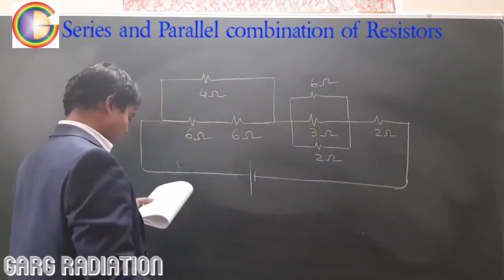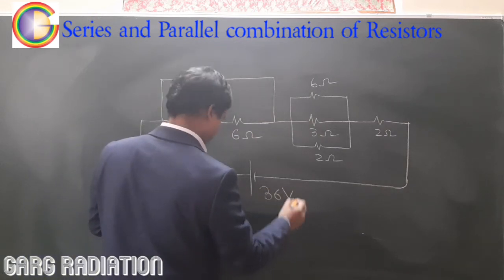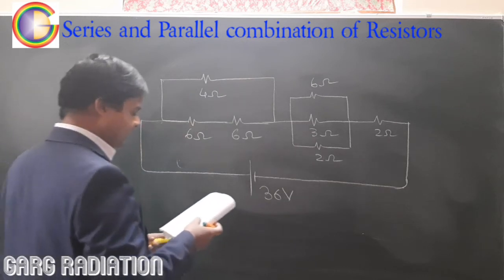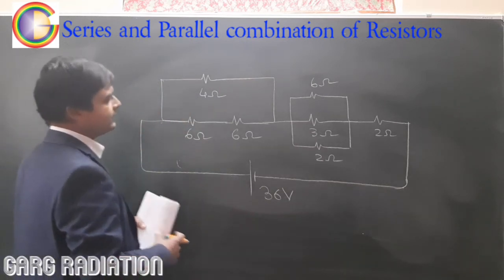We have to find the current in each resistance. 36 volt. Find current in each resistance. This is what we have to do. Let's try to do that.